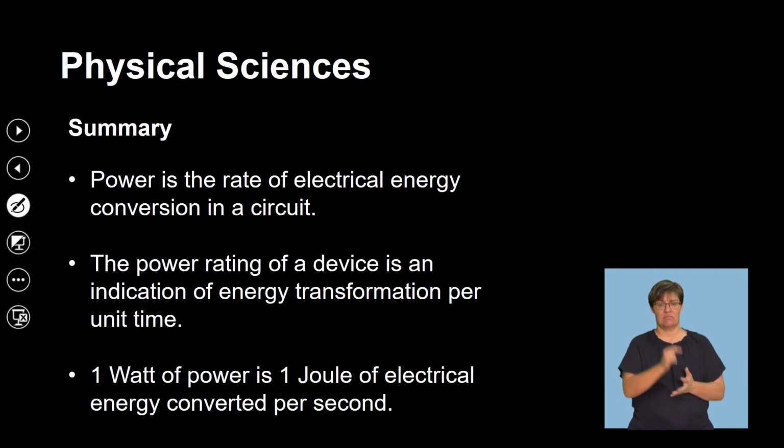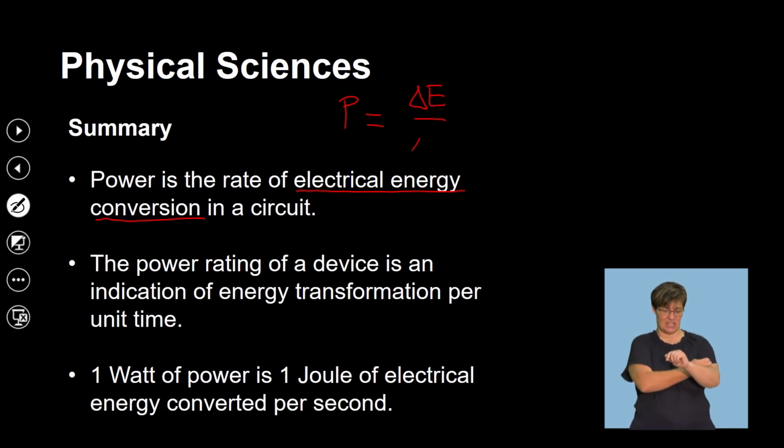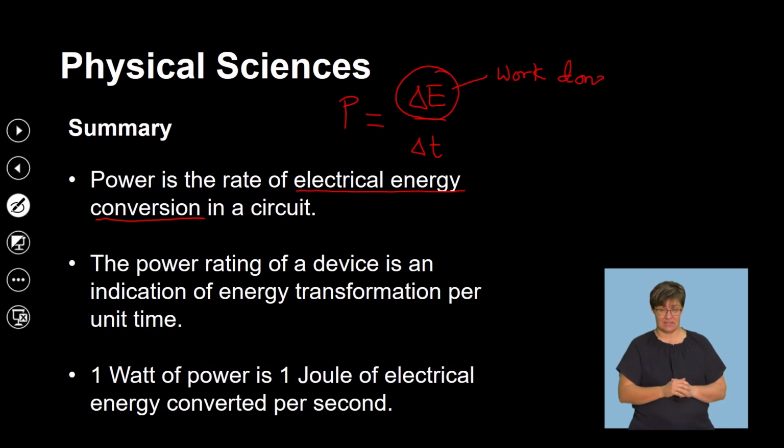Now in summary, we understand that power is the rate of electrical energy conversion in a circuit. And when we talk about rate, we're talking about time. So we can think of power as P equals delta E, the change in energy per unit time, because this has to do with work done. And once again, the power rating of a device is an indication of how much energy is transformed per second.